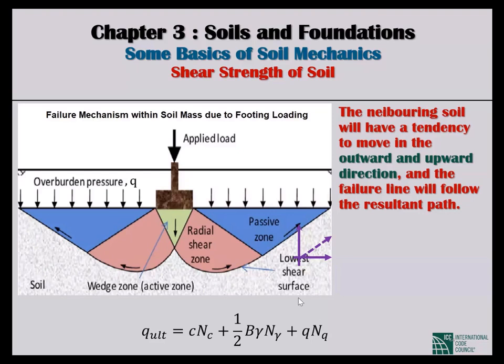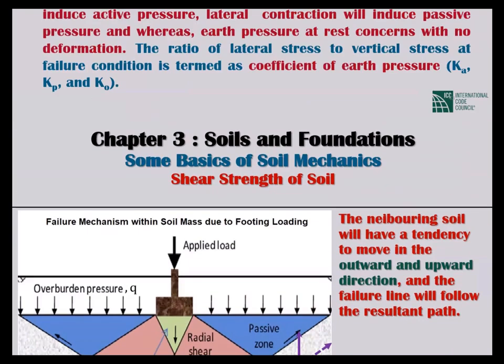So I think we could easily understand that whatever may be the external loading, the eventual failure within the soil mass would occur because of slippage on a particular surface. Could you get my point?